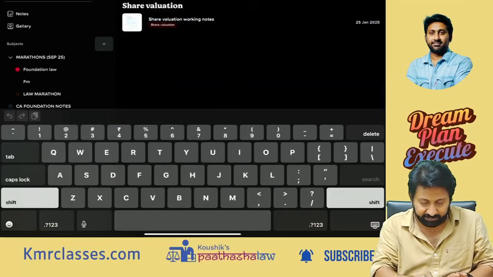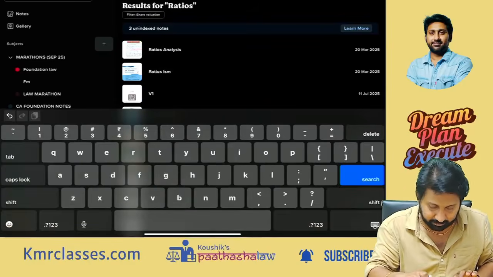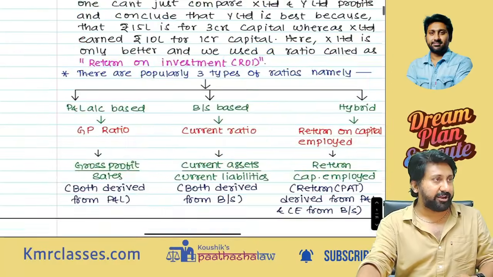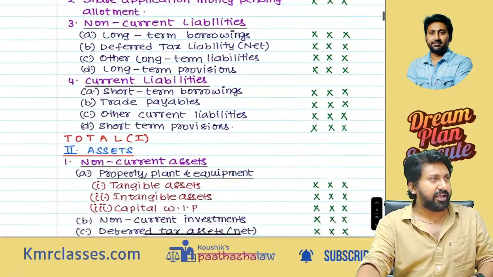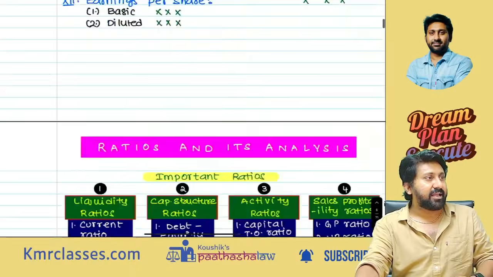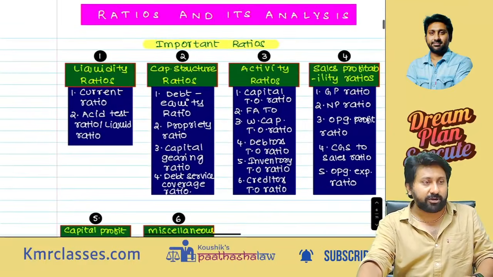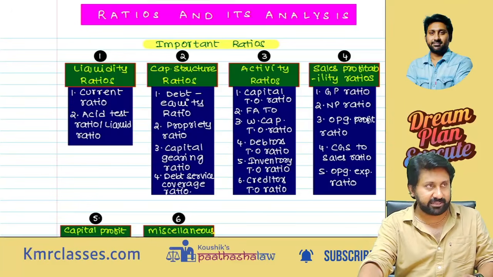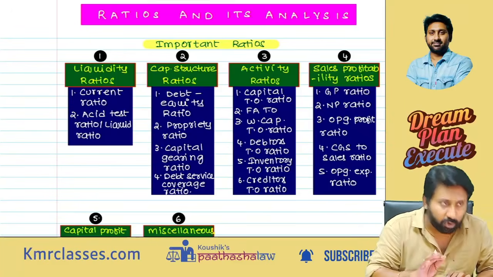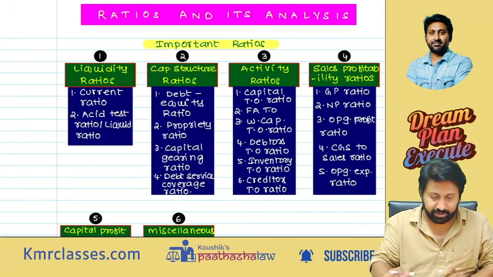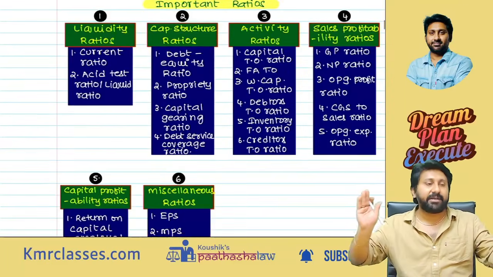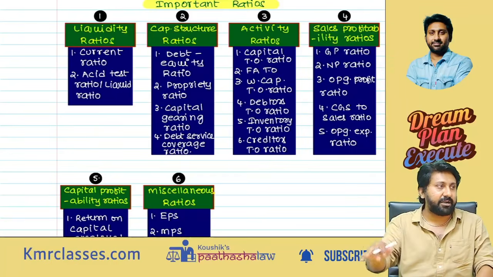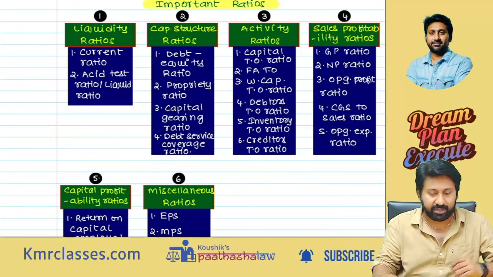Nothing great. We are going into the final chapter, ratios. See, in ratios, so many formulas are there. I compiled the most important ones out of all. If you prepare those, you need not prepare anything else except these. There are 6 segments in ratios: liquidity ratio, capital structure ratio, activity ratio, sales profitability, capital profitability, and miscellaneous. Let us see one by one.